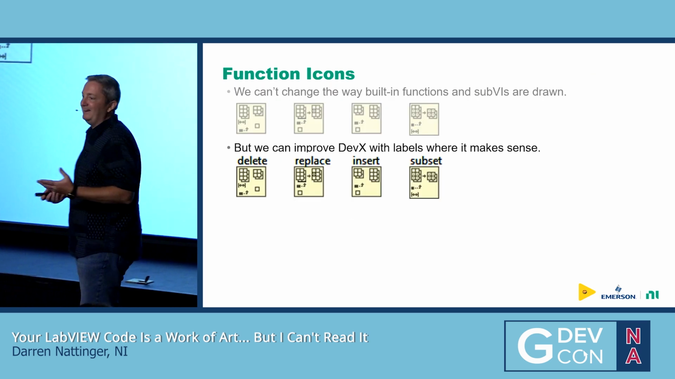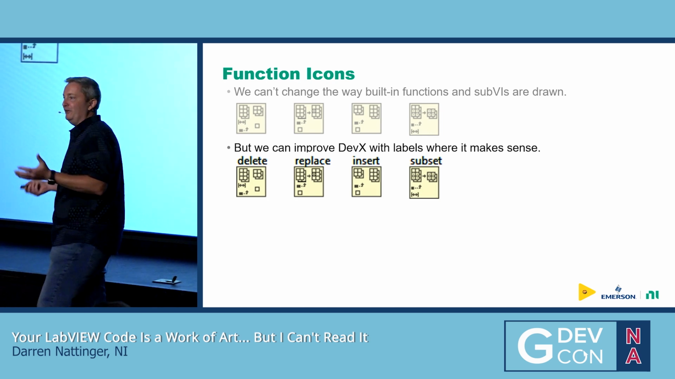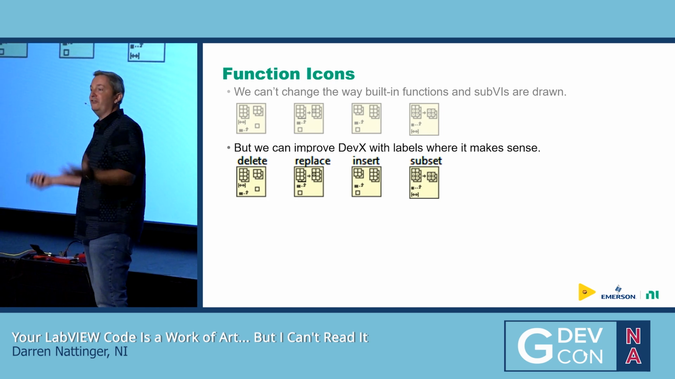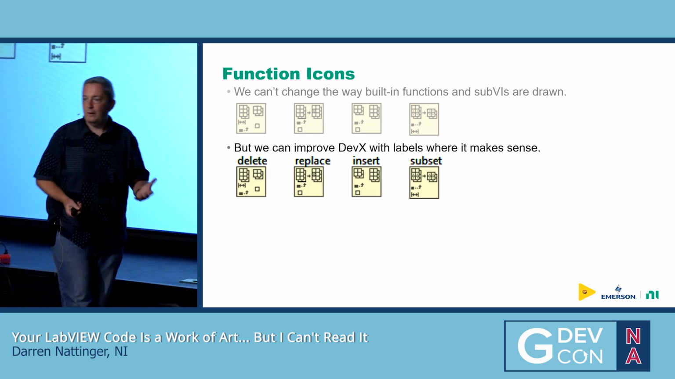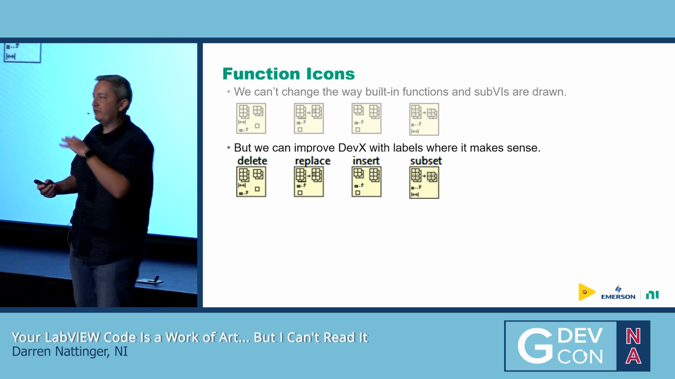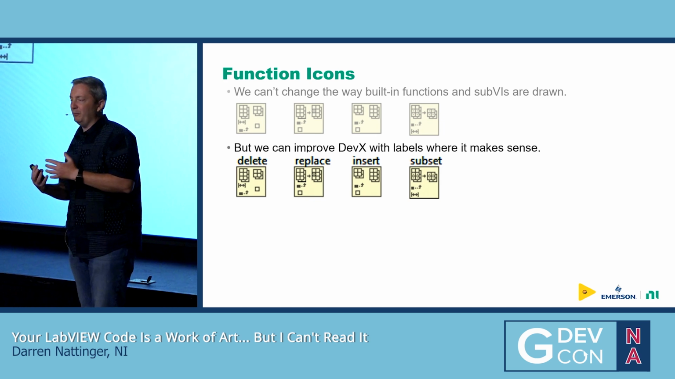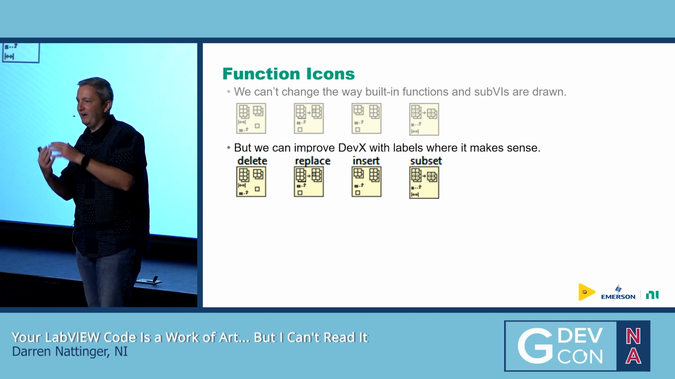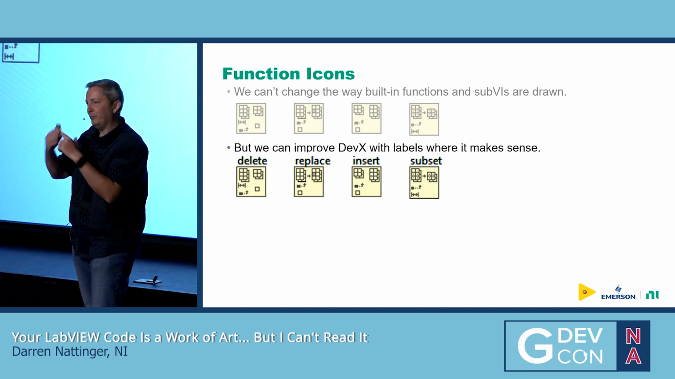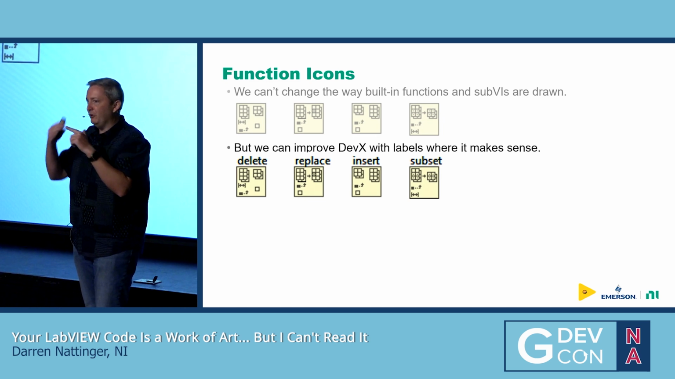So yeah, we can't change the way built-in functions in LabVIEW are drawn. I'm not suggesting that we should. But there are a lot of times for readability purposes where some of these APIs have a lot of icons that look similar. I also think about some of the more advanced functions like in the notifier API. There's like, you know, you stick a thing on the front of the queue, stick a thing on the front of the queue, pull a thing out of the back of the queue.